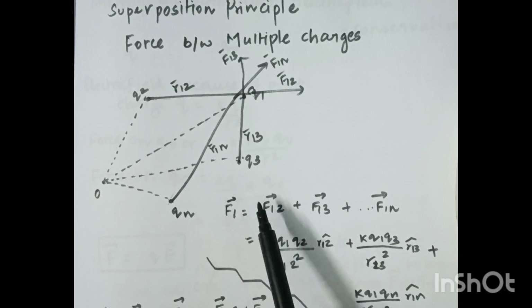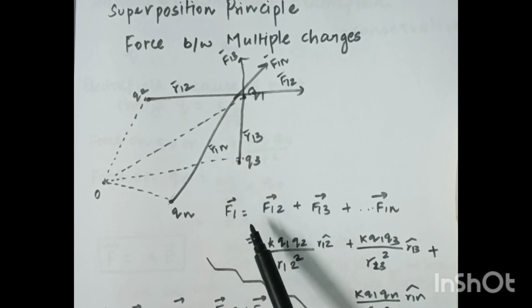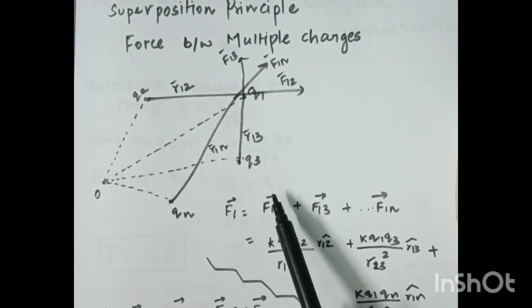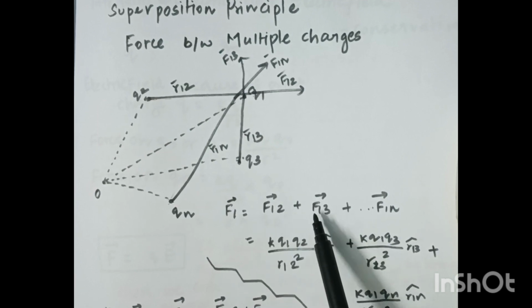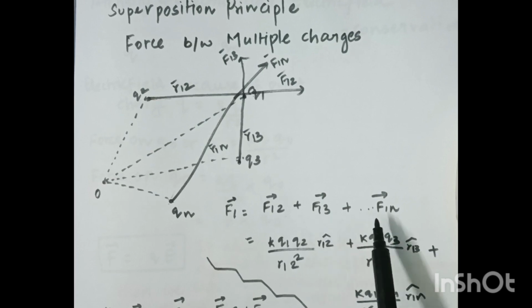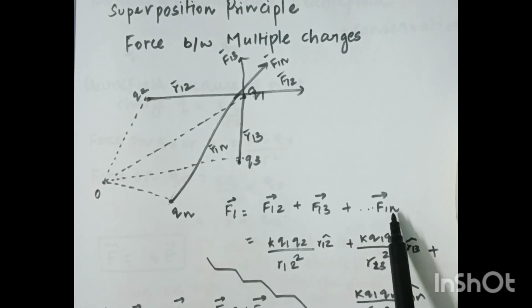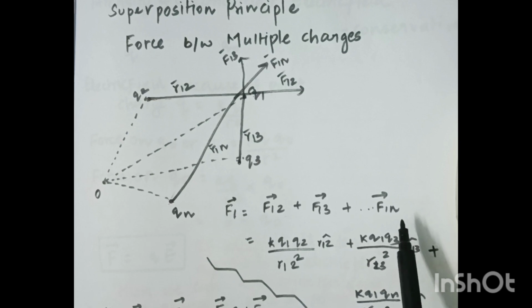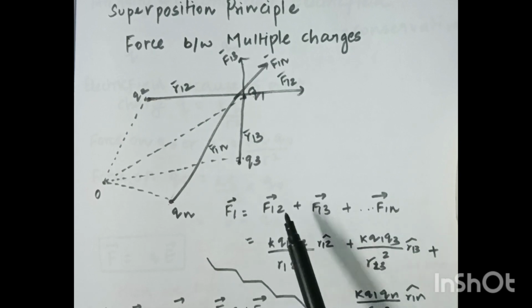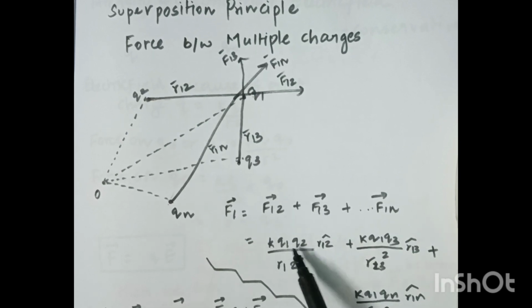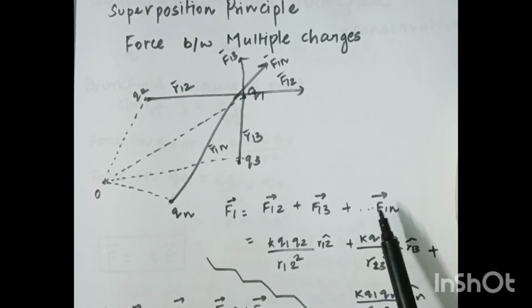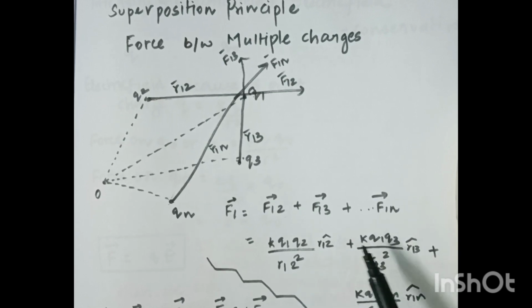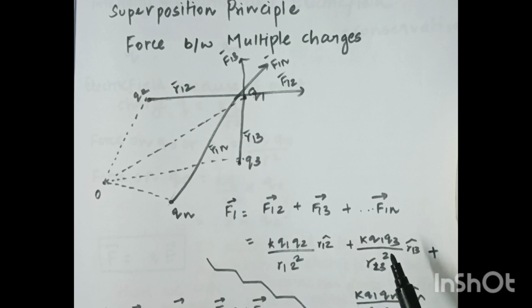So F1, the force on charge 1, equals F12, the force on charge 1 because of charge 2, plus F13, the force on charge 1 because of charge 3, up to F1n, the force on charge 1 because of charge n. That is what is shown. F12 is nothing but k q1 q2 by r12 squared. As we are writing in vectorial form, I am using the unit vector. Similarly, we have to add the forces in vectorial format only.